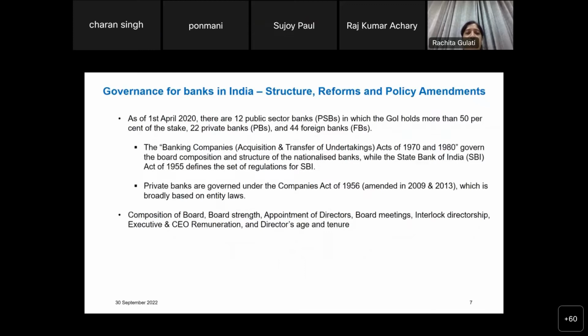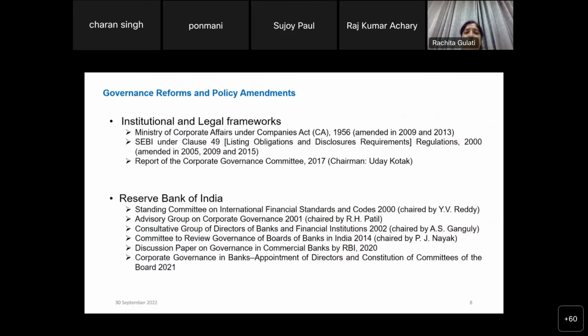So, looking into the reforms and the policy amendments that have been taken up in India with respect to governance: institutional and legal frameworks are defined by the Ministry of Corporate Affairs under the Companies Act, recently amended in 2013. SEBI, the Securities and Exchange Board of India, under Clause 49, listing obligations and disclosure requirements, also provides corporate governance guidelines for the listed companies. Most of the banks are already listed on the stock exchange, on the BSE, and fall under Clause 49.